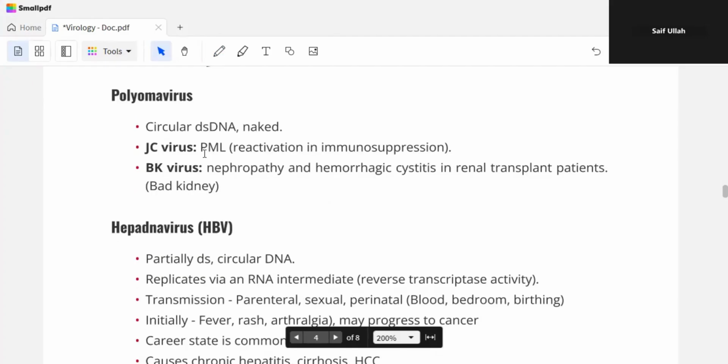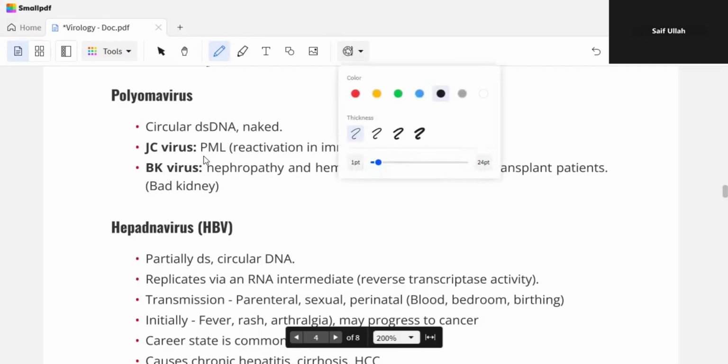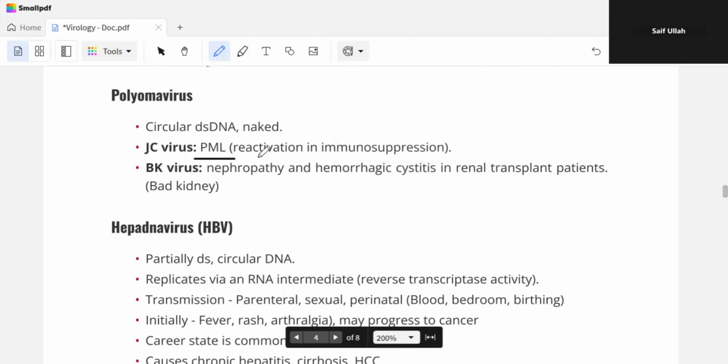So the next family we're going to cover is polyomavirus, and there are two common viruses that you need to remember from this family. Those are JC virus and BK virus. JC virus commonly causes PML, or progressive multifocal leukoencephalopathy, a condition in which there is demyelination of the neurons in the central nervous system. JC virus is primarily going to target oligodendrocytes because they are responsible for the myelination in the CNS. You already know that.